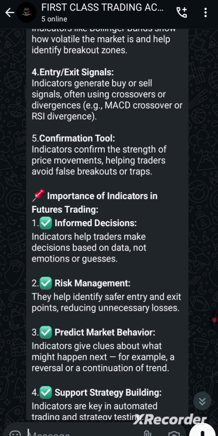Do you understand? The importance of indicators is that they are very good for risk management. That means you don't need to waste all your money or your capital in trading. Indicators help you to predict market behavior. It's going to show you the direction of the market, and by then you can predict, okay, this market is going bullish or this market is going bearish.